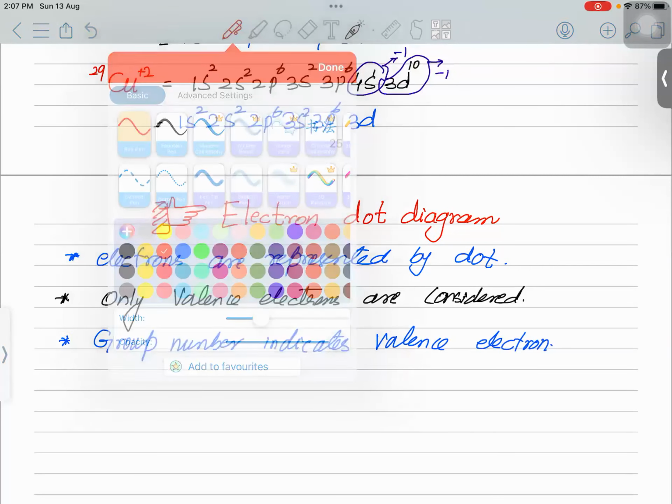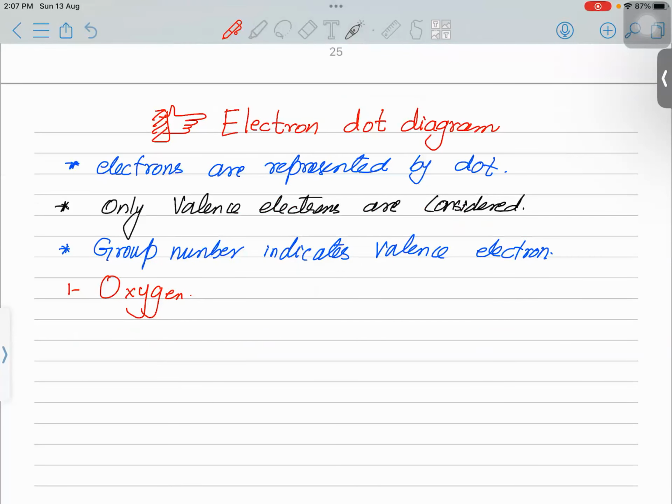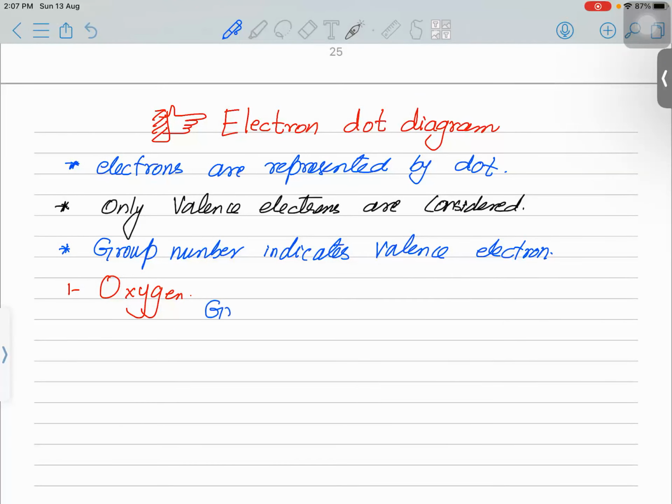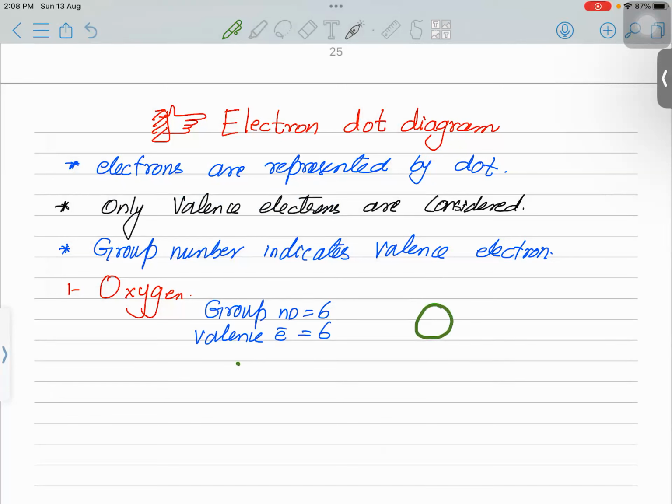Now our first example is oxygen. Can you tell me the group number of oxygen? Yes, 6, right? Group number is 6. So valence electrons are 6. So this is oxygen: 2 electrons, 2 electrons, and 2 electrons. Without bonding, these are called lone pairs. This is called an electron dot diagram.